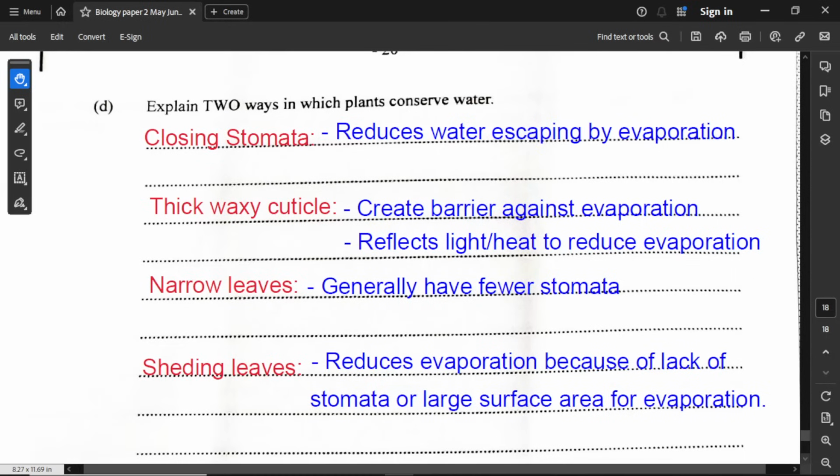Some leaves are very narrow or small. Smaller leaves or narrow leaves, or even leaflets. For example, like some cacti, right? Leaflets, not really big leaves or well-established leaves. And these generally have fewer stomata, if any, in some cases. And so, if you have reduced stomata because of reduced surface area, then naturally you are going to have less evaporation. Some plants also shed their leaves. And the reason for shedding the leaves is to reduce the amount of surface area for evaporation, or simply reducing the amount of stomata that are present on the leaves or plant to cause evaporation.